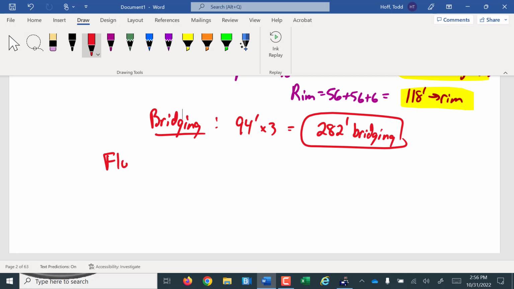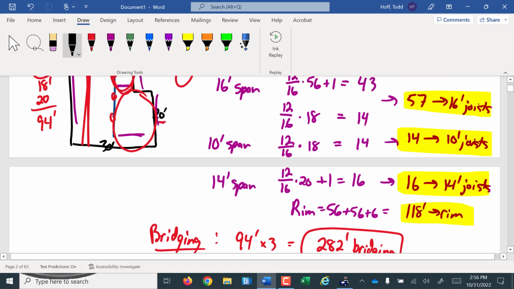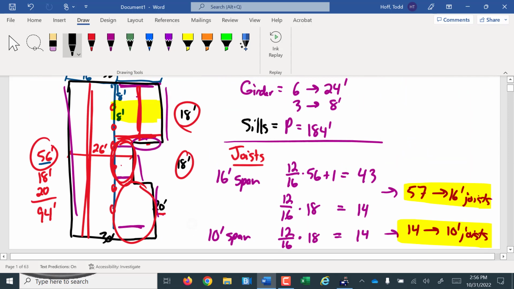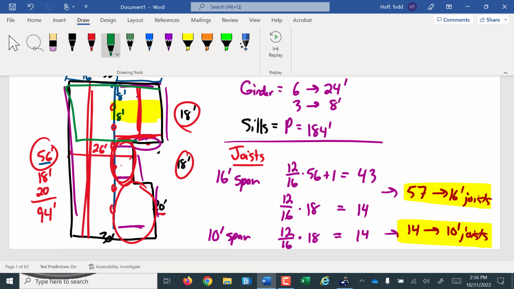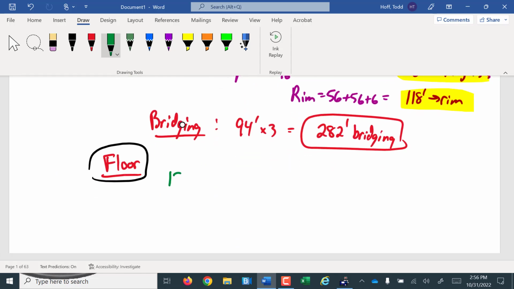And finally, flooring. So the area of this, really the simplest way to do this area is going to be to cut it into 3 rectangles like that. This one is 18 by 32. Which gives us, what, 576? Yeah, that looks right.